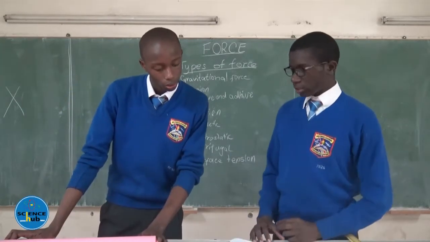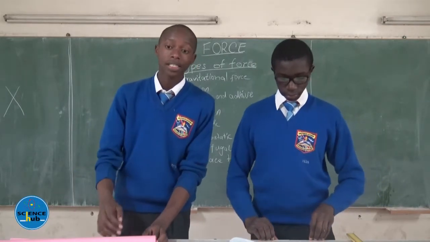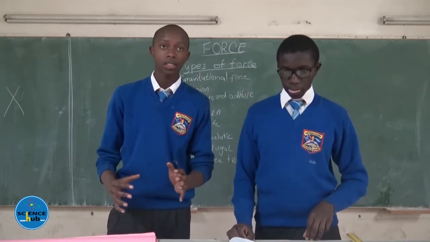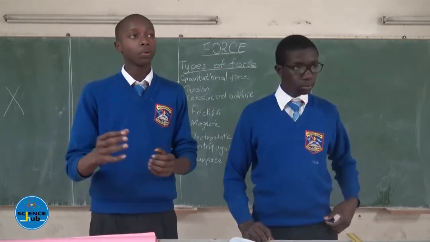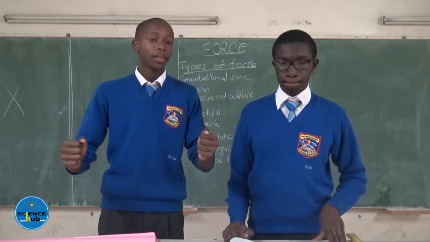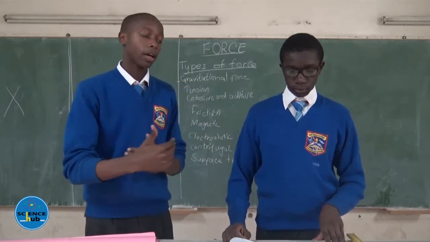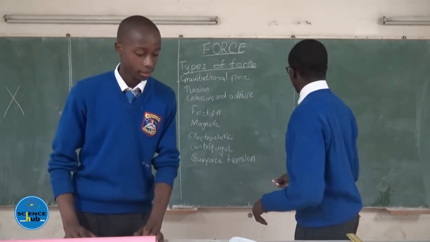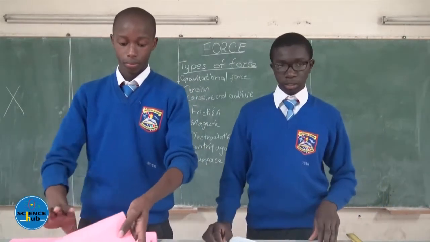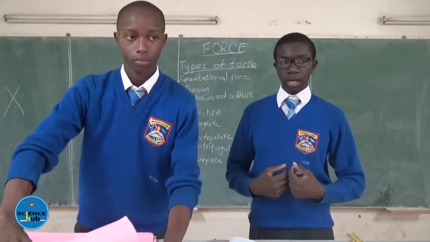Then we go to the next force, which is tensional force. Tension can be described as a result of two opposing forces. That means when you have an object and you pull at both ends, towards different directions, the object will try to expand. That means the tension will be applied on the object. Tensional force is experienced when a spring or a string is pulled or compressed at both ends.